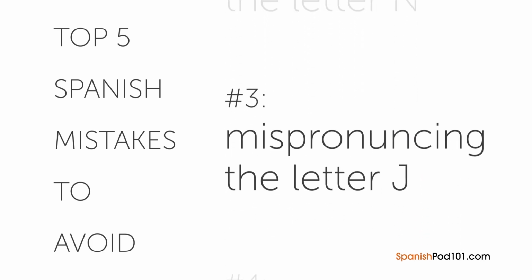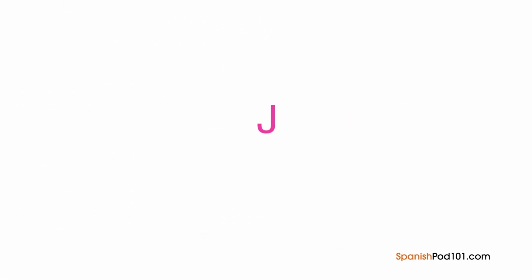Number 3. Mispronouncing the letter J. The letter J sounds a bit like an H sound in English. This is confusing for many speakers, particularly if their language also uses the Roman letters H and J. But not only this, because if you listen very carefully, it's not the same sound as the H in the English word how, for example. Listen to Alex again.